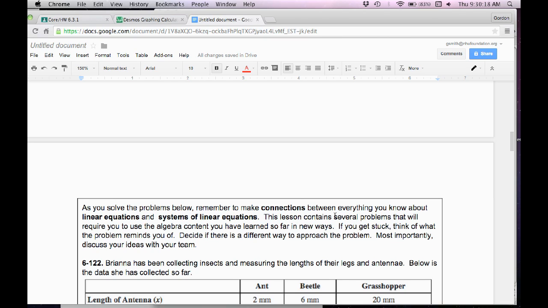This lesson contains several problems that will require you to use the algebra content you have learned so far in new ways. Ooh, there's a scary word. If you get stuck, think of what the problem reminds you of. Okay, so that's really important. Decide if there's a different way to approach the problem. Most importantly, discuss your ideas with your team.